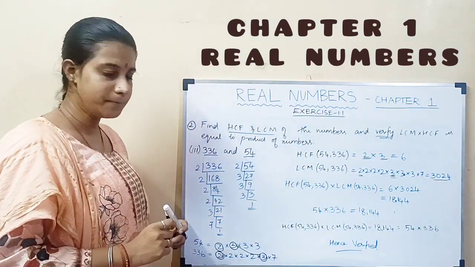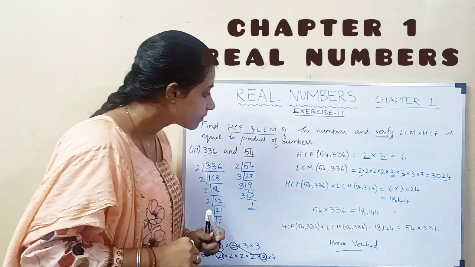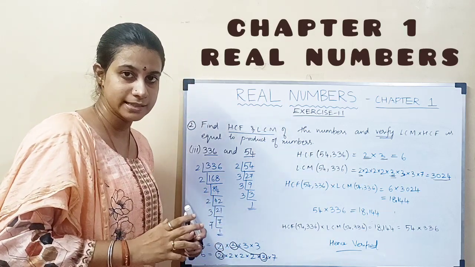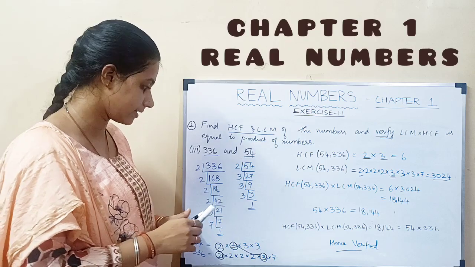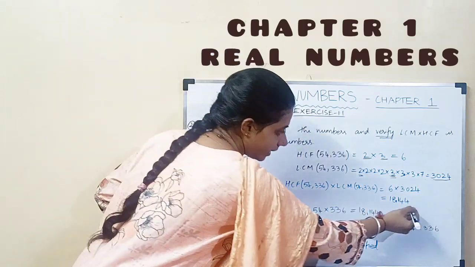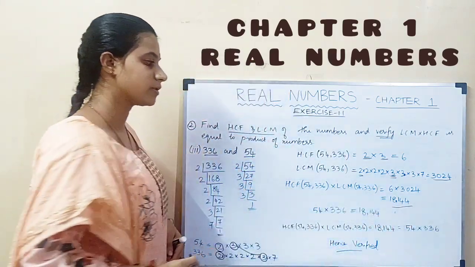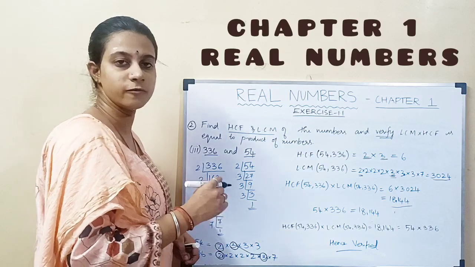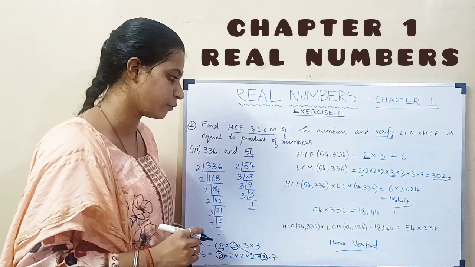Now coming to the second part of the question, in which we will find the product of HCF and LCM as the left hand side. So we are finding it and we get it as 18,144, which is the product of 6 and 3024.